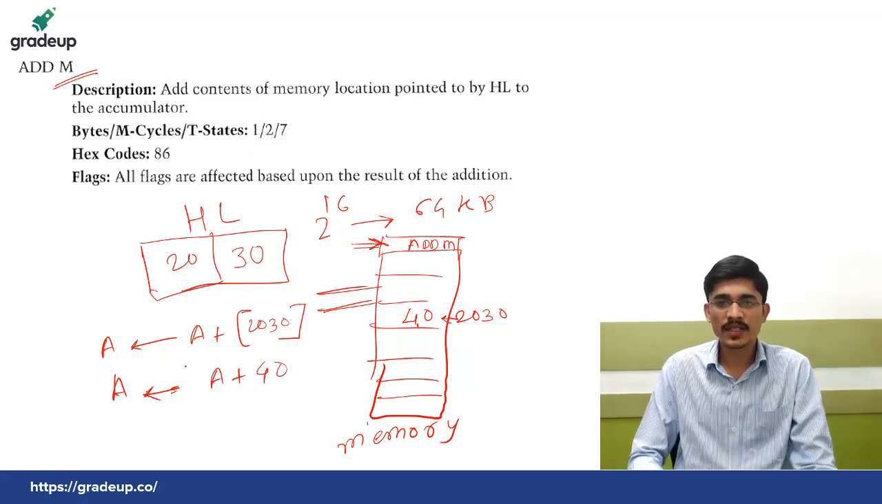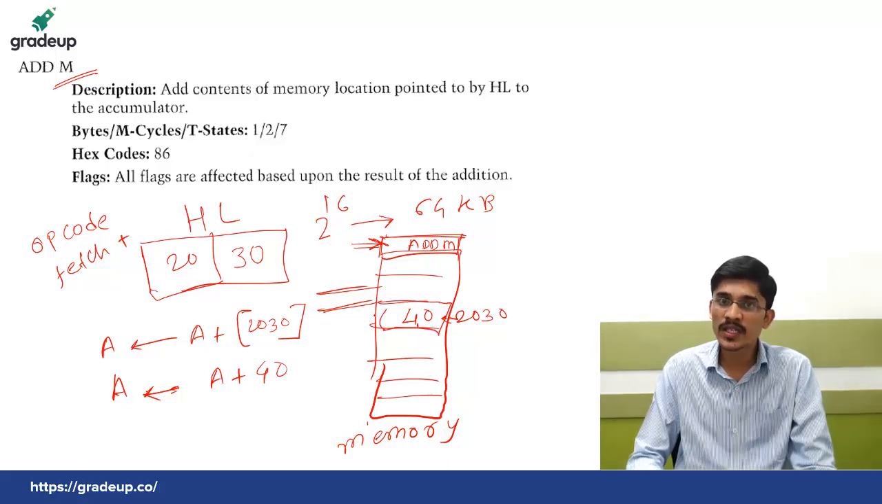First, as you have seen, opcode fetch is there. The first machine cycle will be opcode fetch as usual, but it also requires the contents of the memory location 2030. So it will require one more machine cycle to read the contents of that memory location, called memory read. So it will require 2 machine cycles, opcode fetch as well as memory read.